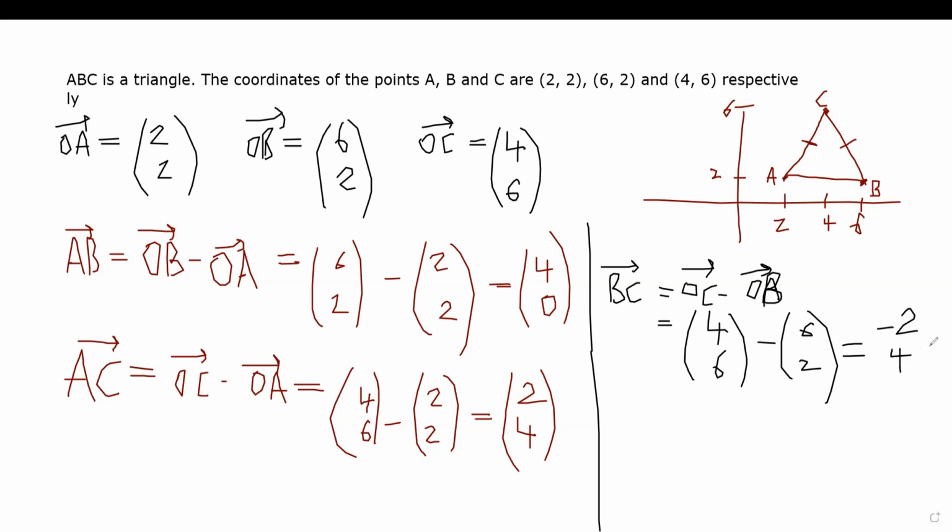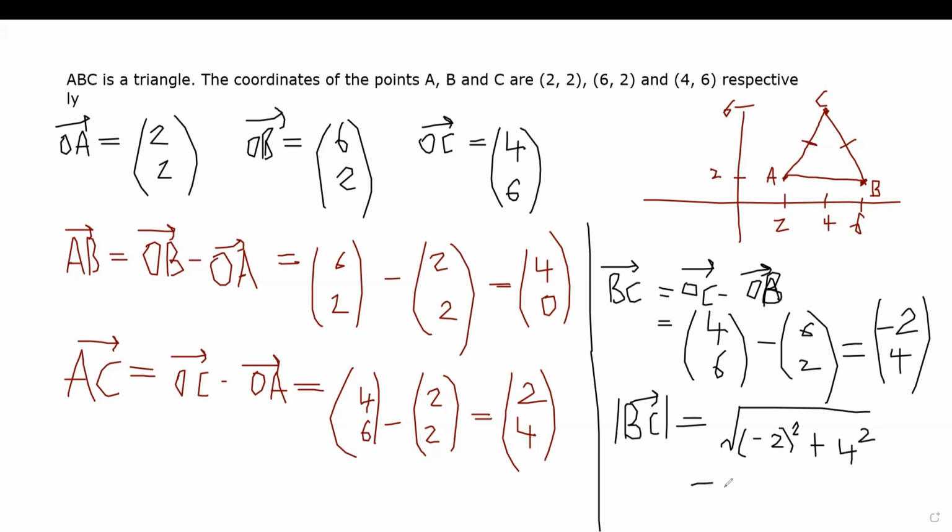So now we work out the length of BC. The length of BC is going to be equal to the square root of the x component squared, that's negative 2 squared, plus the y component squared, which is 4 squared. So when you work it out, negative 2 squared is 4, 4 plus 16, that's 20.